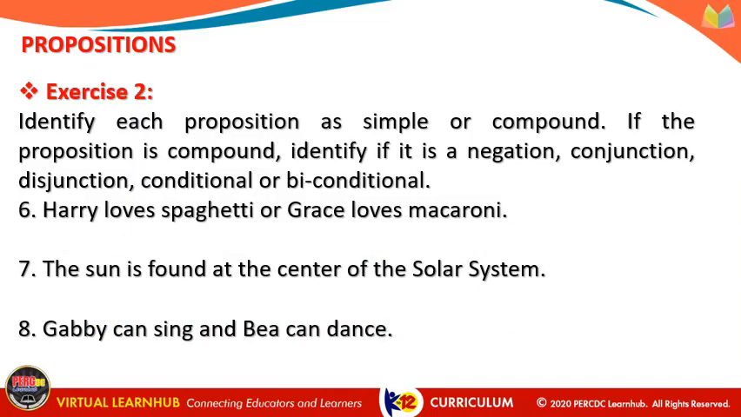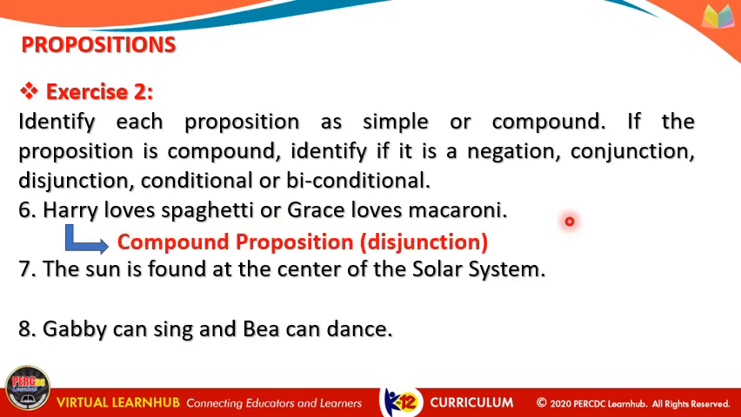Number 6, Harry loves spaghetti or Grace loves macaroni. You have two propositions here. Harry loves spaghetti and Grace loves macaroni, connected by the word or. Therefore, what we have is a compound proposition, specifically a disjunction. Number 7, the sun is found at the center of the solar system. Now, this one only conveys one thought. Thus, this is a simple proposition.